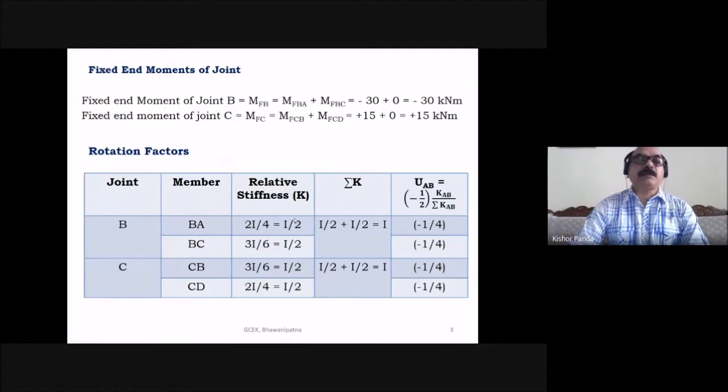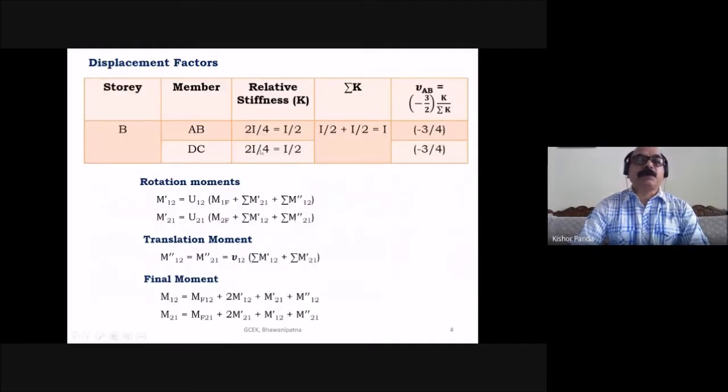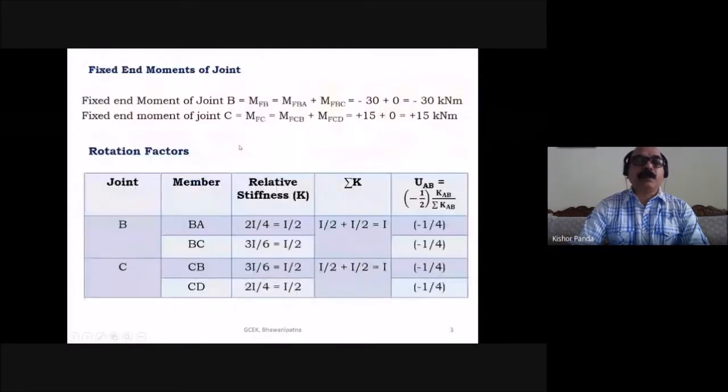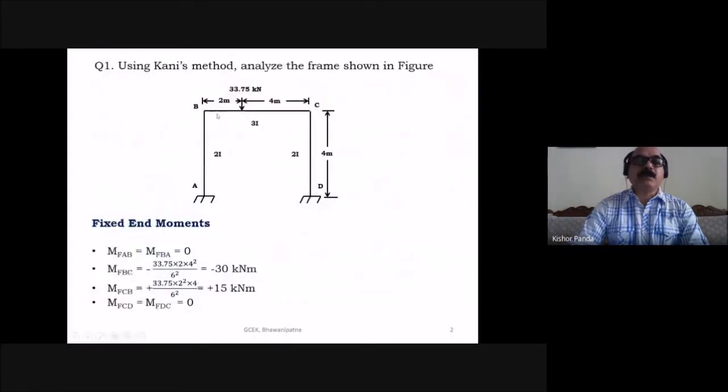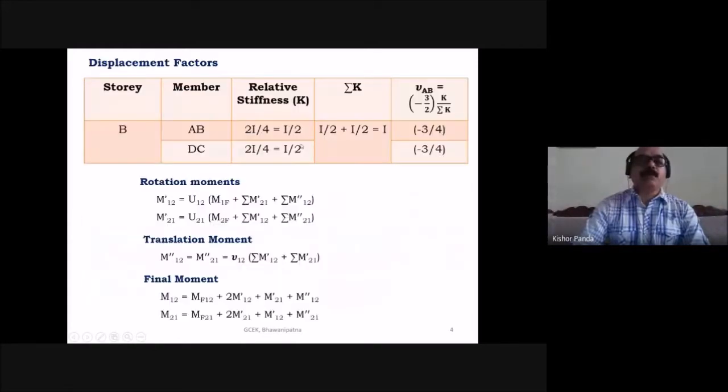Now you have to find out the translation factors or displacement factors. These translation factors or displacement factors you have to find out for the vertical members. So here you see only one story. In one story there are 2 columns, column AB and column CD. So you have to find out the story, the story is 1 here. This is one story.